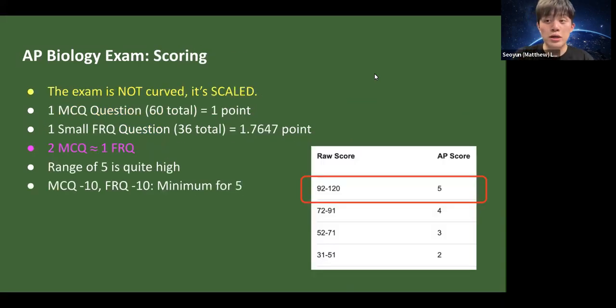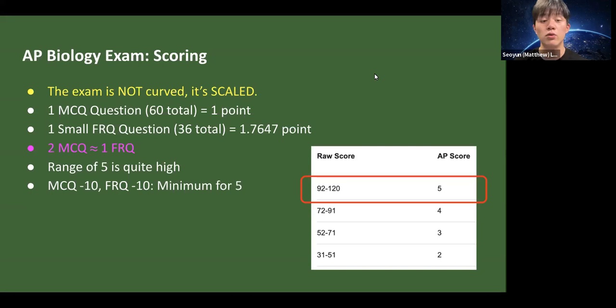And for the scoring, I think a lot of you want to know how AP exams are scored in general. AP exam is not curved, it is scaled. This means that when you curve an exam, the score that you receive depends on other people's performance. However, when we scale an exam, it means that there is a predetermined scale. So whatever you perform based on the scale, that's your score. Other people's performance really does not matter, okay? So that's the case for AP exam, it's scaled.